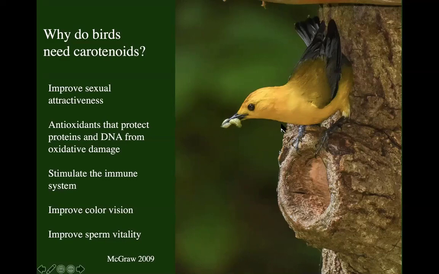Now I'm talking about things like this male prothonotary warbler who is bright yellow because he's had access to lots of luteins. He takes those luteins, makes pigments out of them, puts them in his feathers, and the brighter yellow he is, the more ladies he attracts.